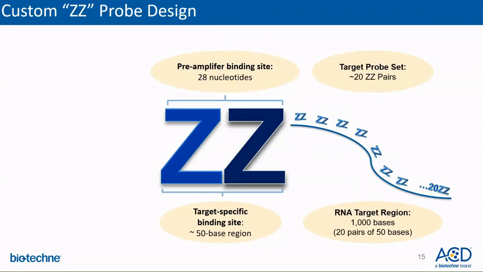A standard RNAscope probe for a target sequence of 1,000 bases or more consists of about 20 ZZ pairs pulled together that are designed to hybridize next to each other along a target region. This allows for a tremendous amount of amplification and signal potential. However, only a few ZZ pairs are needed to bind to the target RNA sequence to generate enough signal for molecular detection.